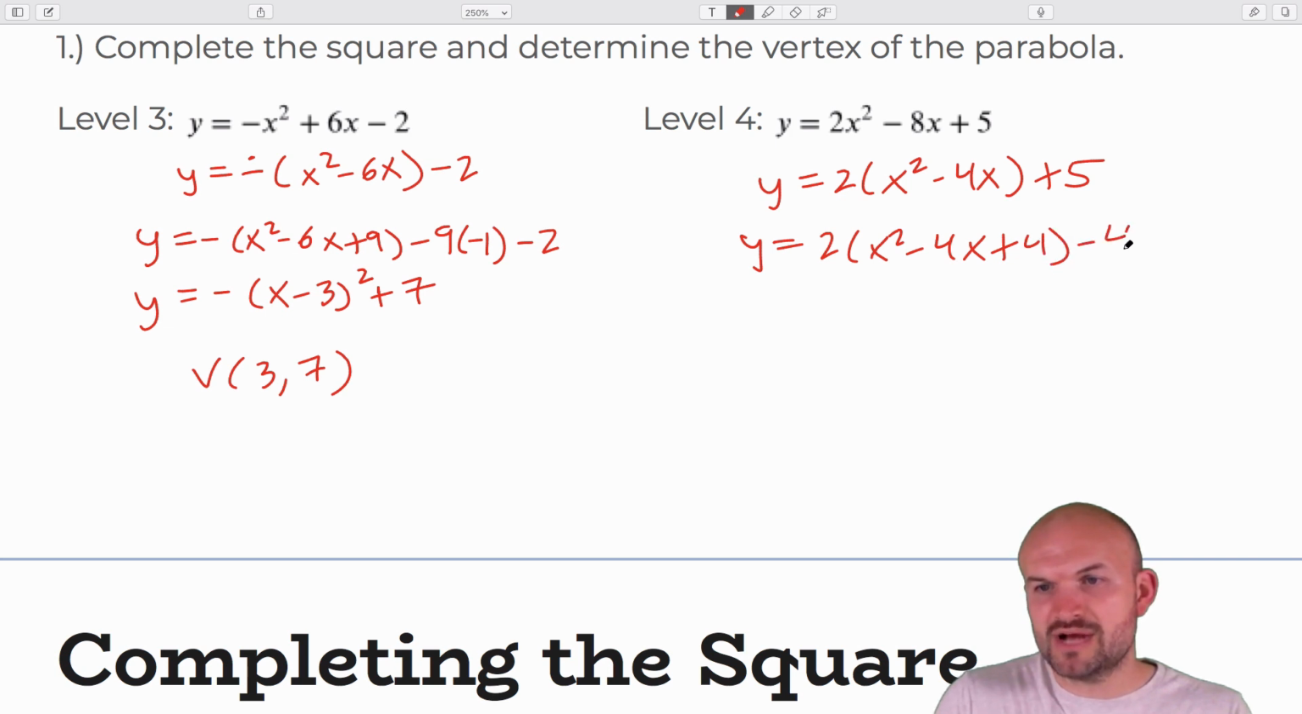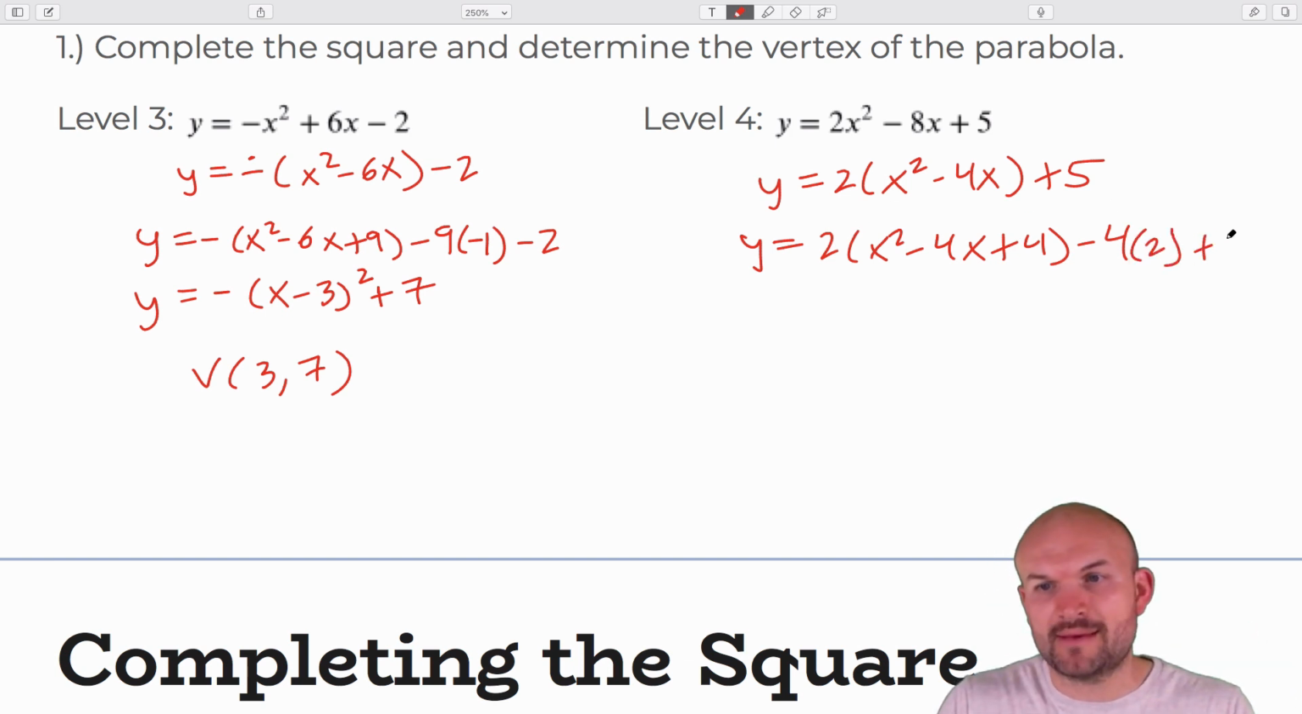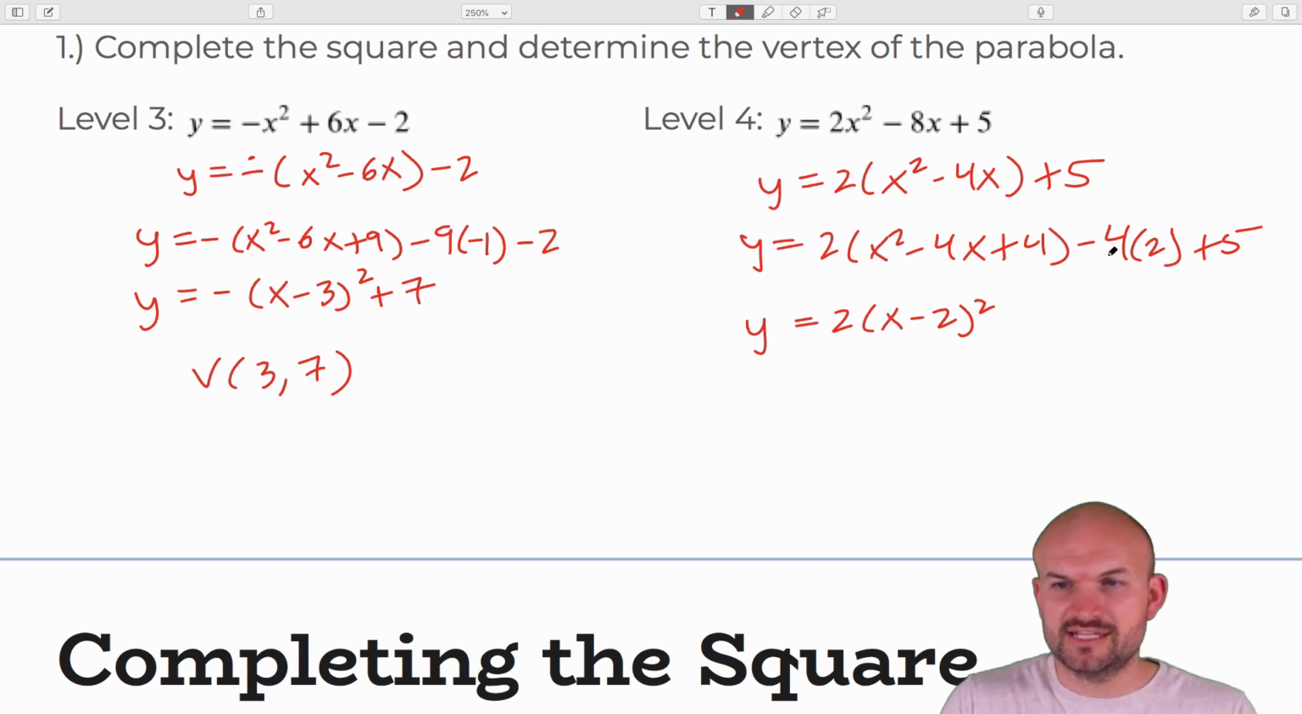And then just remember you subtract 4. But again, we're not really adding a 4 inside the parentheses, right? You didn't just add a 4 here. You added a 4 that's being multiplied by 2. So when you subtract the 4, you need to multiply that by 2 as well. So y equals 2 times x minus 2 quantity squared. This becomes a negative 8 plus 5, which is going to be a negative 3. Now my vertex is going to be 2 comma negative 3.